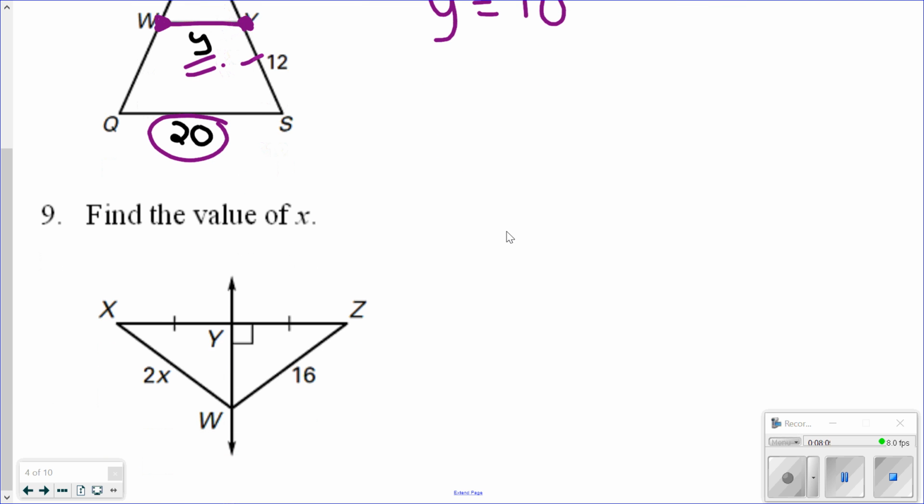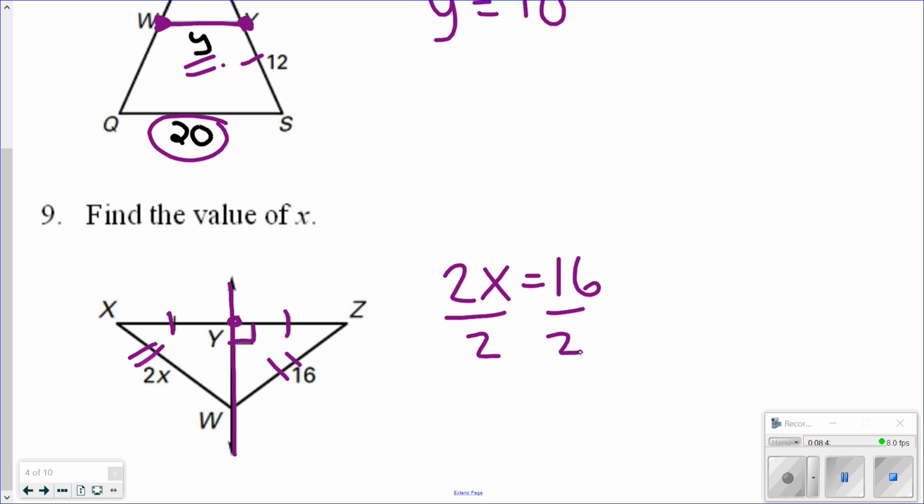All right, next we're going to find the value of X. If I look at my diagram here, I notice that WY is a perpendicular bisector. What is a perpendicular bisector? Well, it bisects a segment in half, and it also collides at a 90-degree angle. So since we have a perpendicular bisector, that means that these two sides here are congruent. So if I want to solve for X, I'm just going to set 2X equal to 16, divide by 2, and X then is equal to 8.